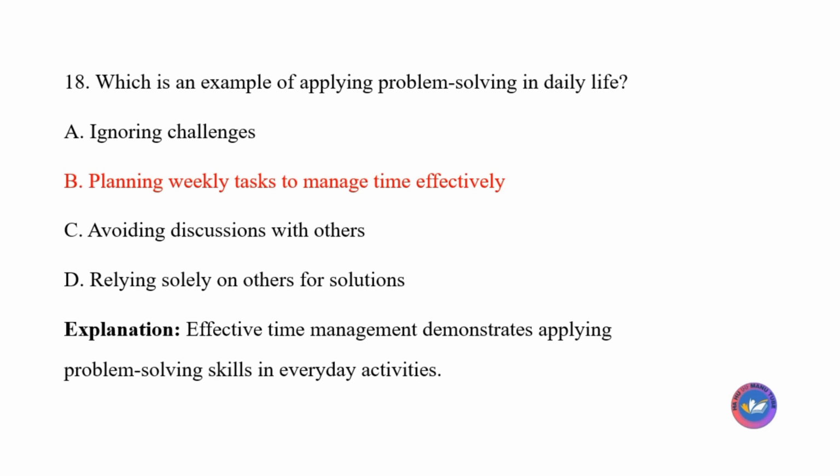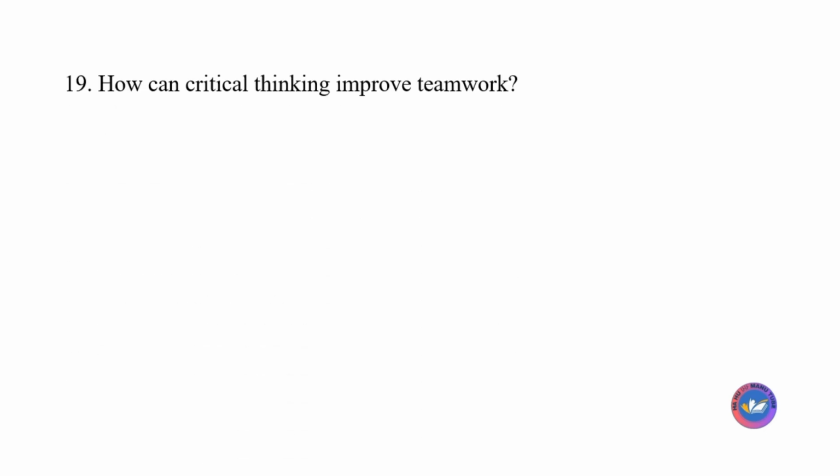Question number 19. How can critical thinking improve teamwork? A. By encouraging bias. B. By promoting open communication and collaboration. C. By avoiding group discussion. D. By forcing personal opinion on others.